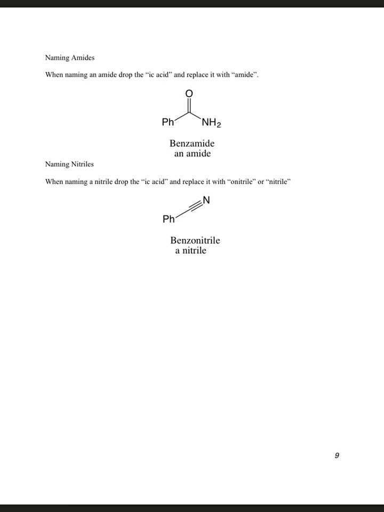Then we have the benzamide, drop the ic acid, oic acid, and add amide. And nitrile, benzonitrile, drop the ic acid and add onitrile or nitrile on there as you're going along. Okay, so those are the different functional groups you should know as we're going along.